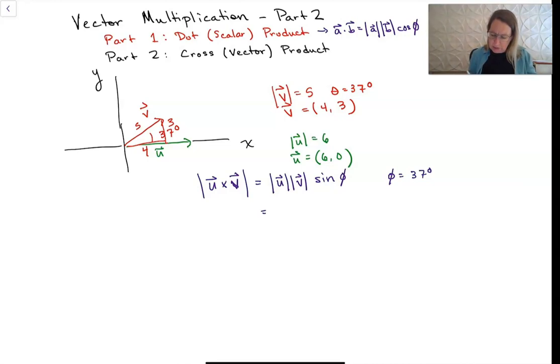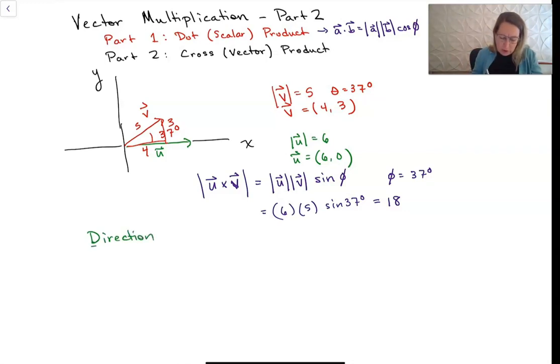And this then just becomes 6 times 5 times the sine of 37 degrees, and that equals 18, if you check that out. Okay, so that's the magnitude. But this is a vector product, so there is a direction. And the direction is really the hard part of this, finding the direction.